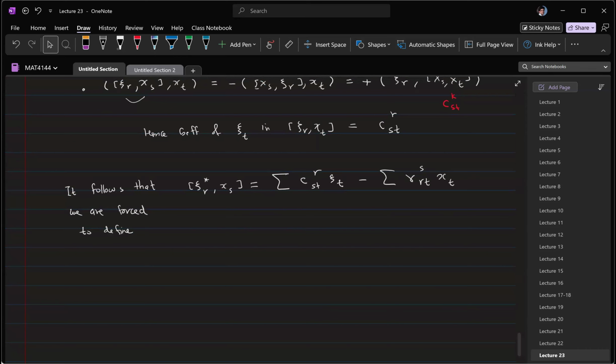So therefore, the only thing that's left is the Jacobi identity. But again, the Jacobi identity for 3 elements coming from G and 3 elements coming from G star are satisfied, just because I have declared the bracket to be the same as the ones on G and G star. So I have to check some mixed Jacobi identity. So for instance, I have to check some relations.